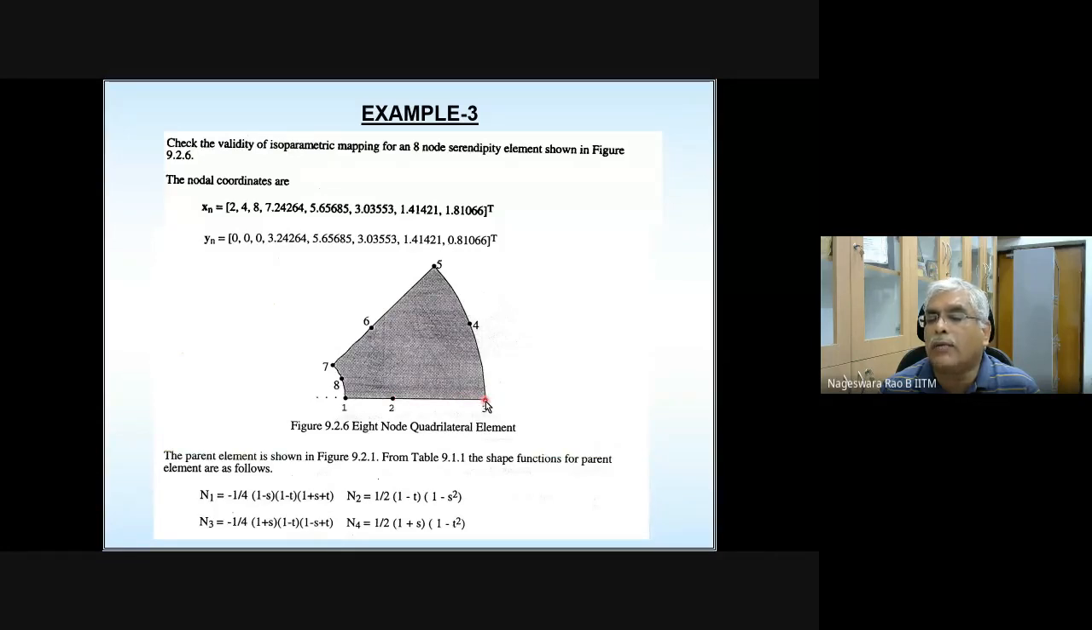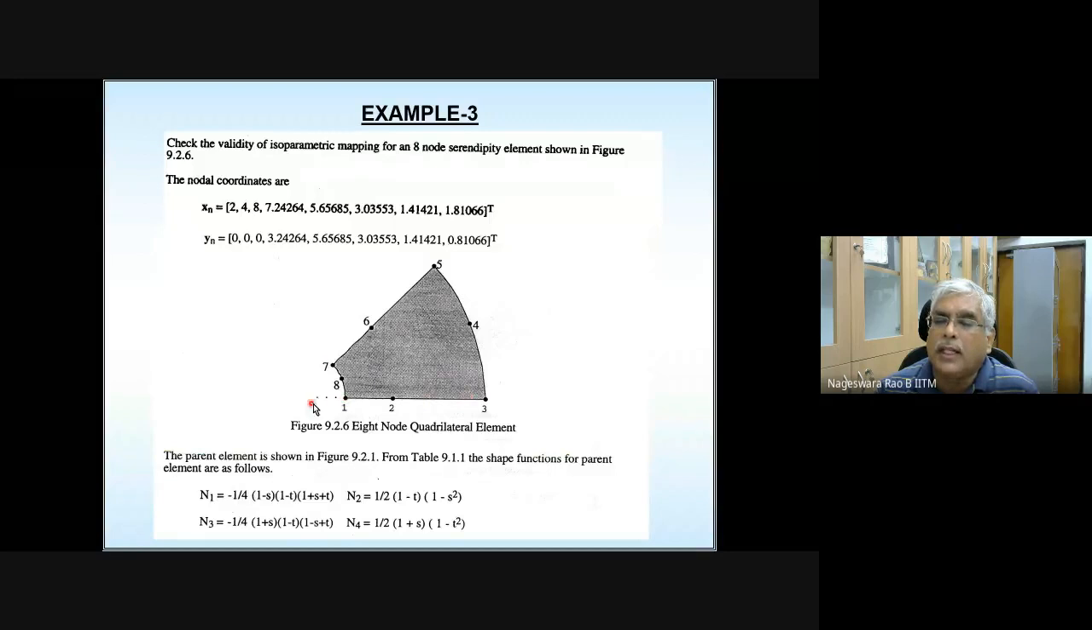What is the coordinate of node 3? Coordinate of node 3 is 8, 0. This is the X axis, this is the Y is equal to 0 line. The coordinate here is 8, 0, and this is 2, 0, and this is 4, 0 for this element. So this node 2, I am moving closer to node 3 in such a way that the condition is violated. So I am moving it to 7, 0.